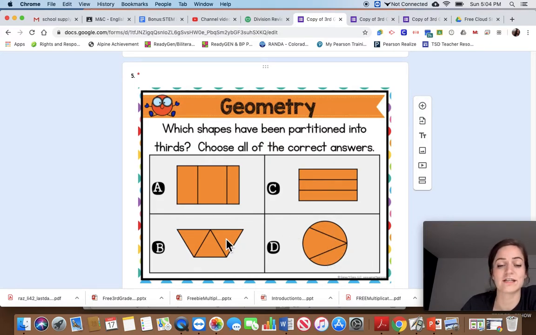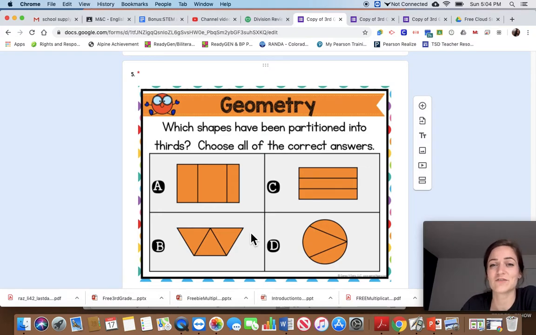So you should have written down B and C would have been your correct answers. If you got B and C, give yourself 10 points. If you just got one of those right, you can give yourself 5 points. If you got none of those right, give yourself 0.